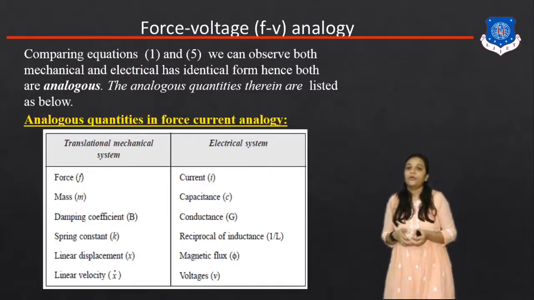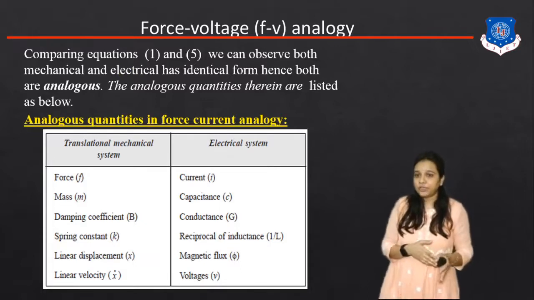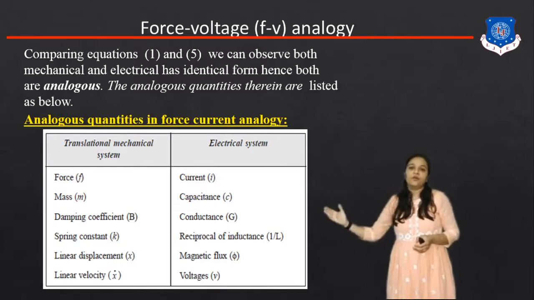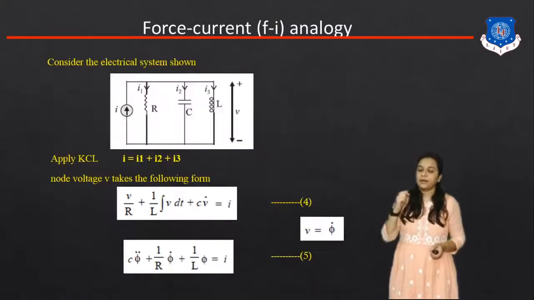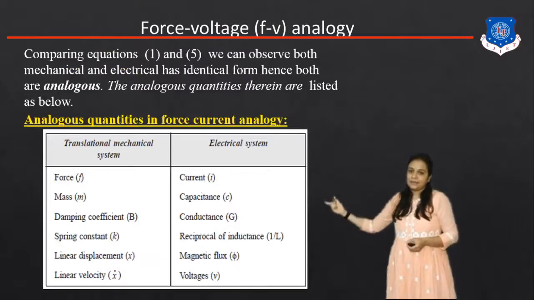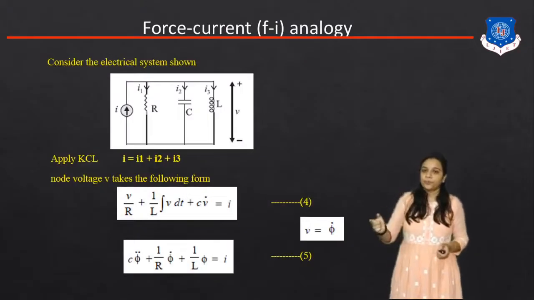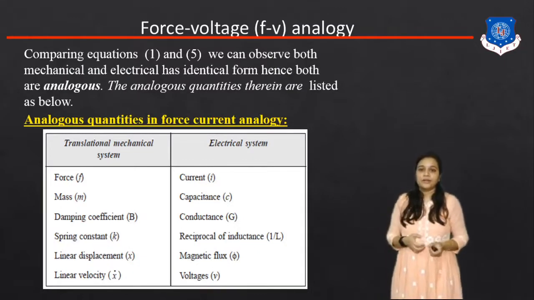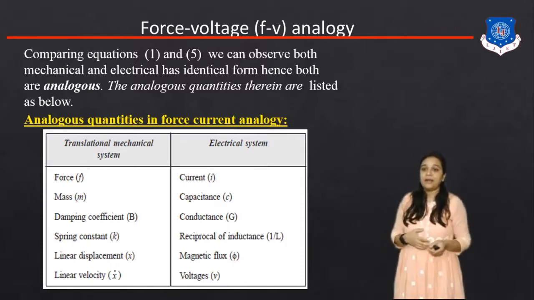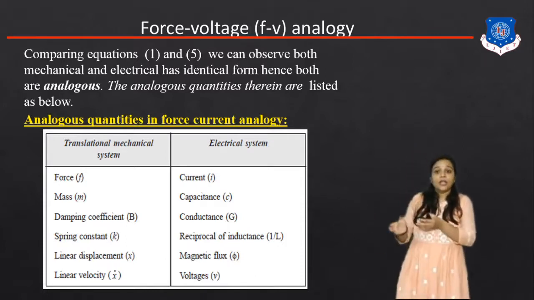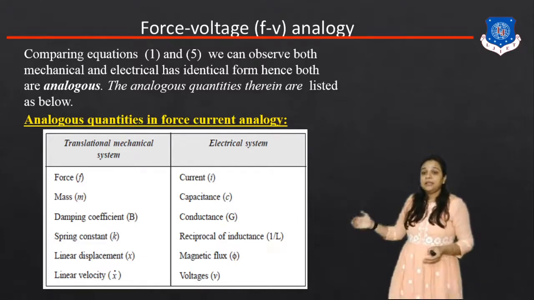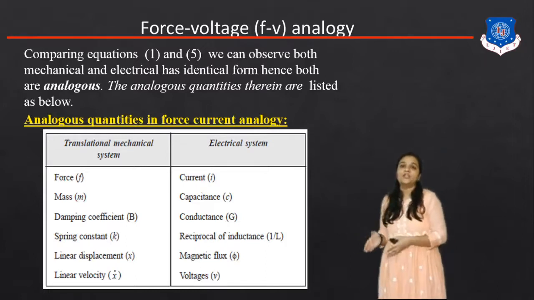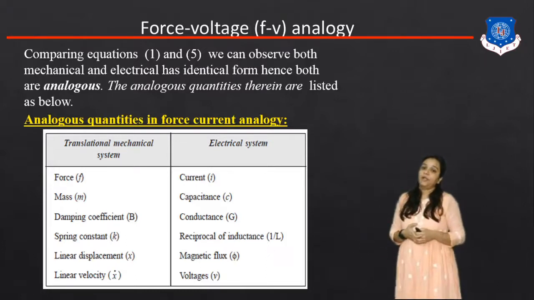Now we have to compare equation number 1 and equation number 5, and then find out the force current analogy. In the force current analogy, for the mechanical system the input will be force and for the electrical system the input will be current. Mass will be equivalent to the capacitor, damping coefficient will be equivalent to conductance, which is nothing but 1 by R. Spring constant K will be equivalent to the reciprocal of the inductance.